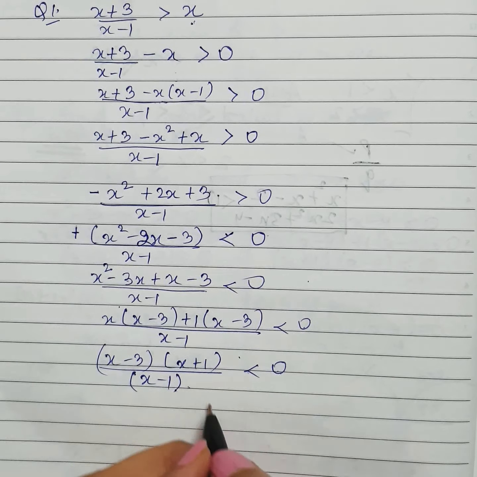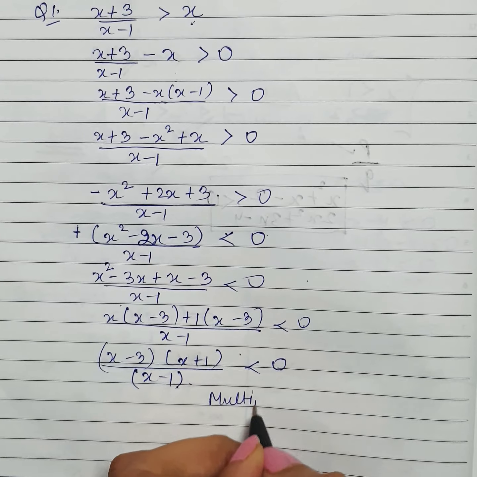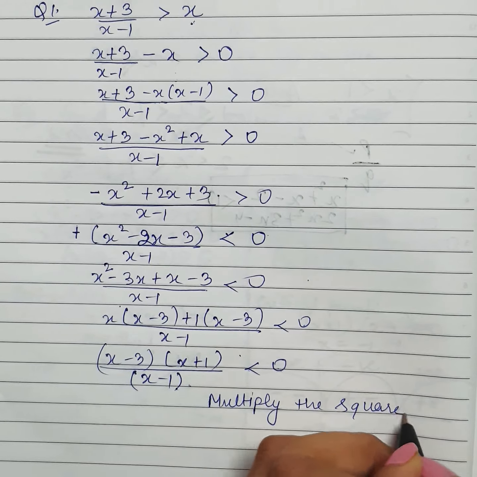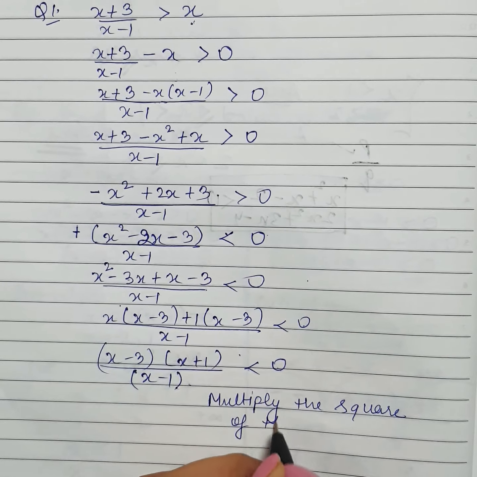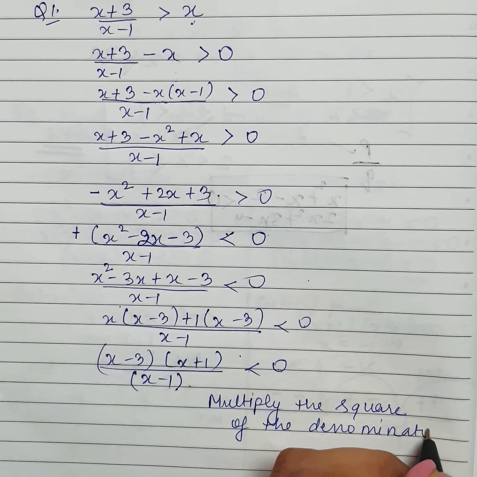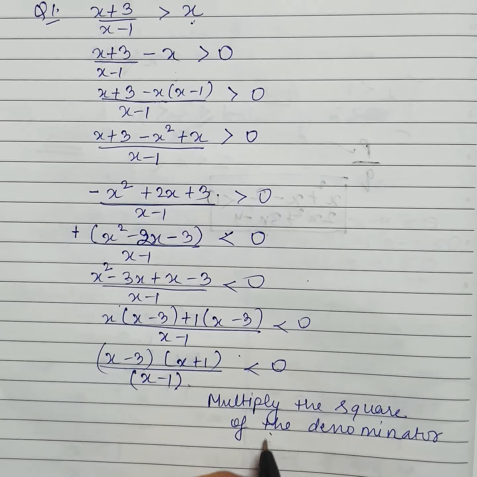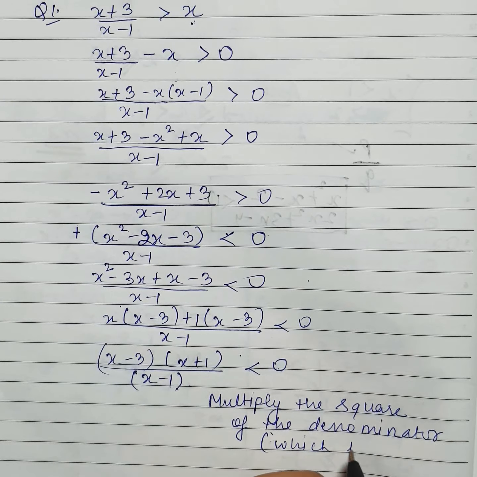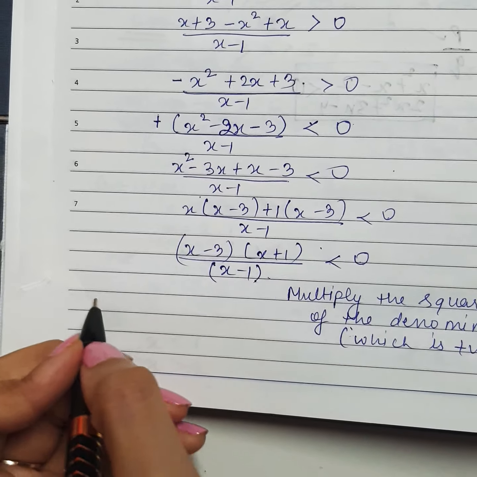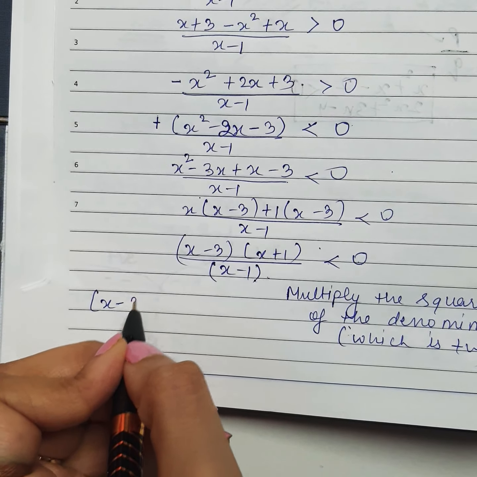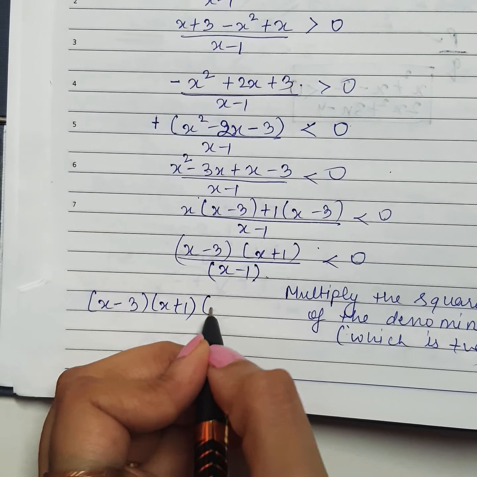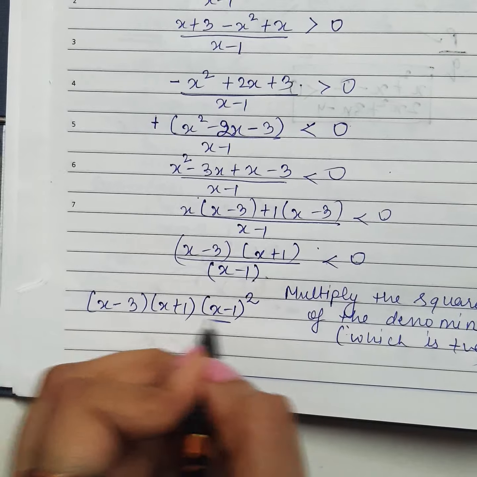What I can do is I will multiply by the square of the denominator. Whatever is the denominator, I will multiply by the square of this, which is always going to be positive. Now what is the benefit? Let us see. I have to just multiply by square of denominator. Denominator is x minus 1. Its square I have multiplied.